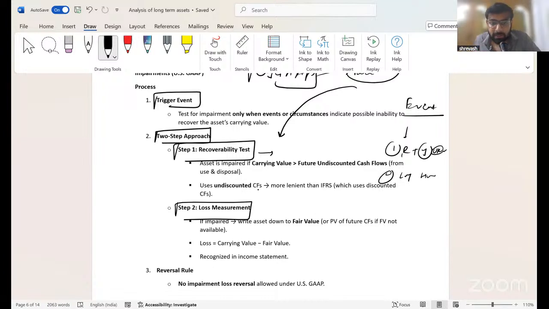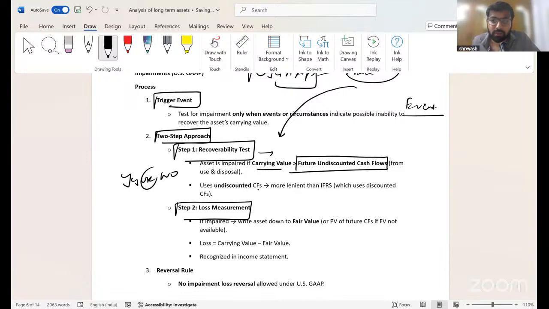So the asset is impaired. The first test, the recoverability test, guys, tells us whether impairment has happened or not. We compare the carrying value with the future undiscounted cash flows. We compare what? The carrying value with the future undiscounted cash flows.